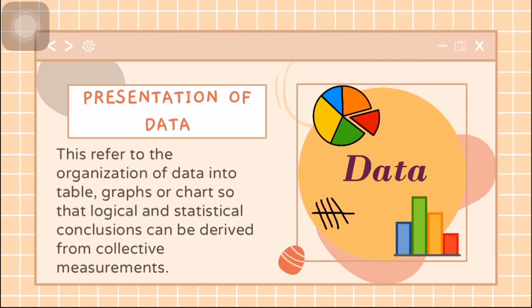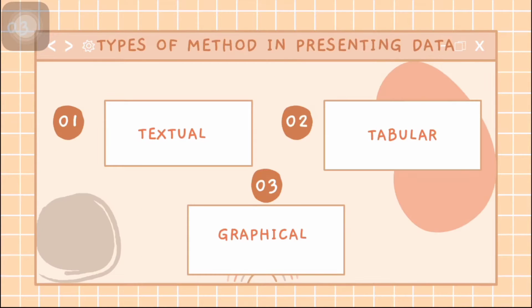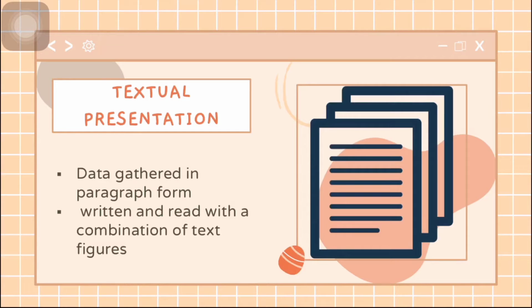So, what is presentation of data? Presentation of data refers to the organization of data into tables, graphs, or charts so that logical and statistical conclusions can be derived from collective measurements. There are three types of methods in presenting data. First is the textual, second is tabular, and third is graphical. So this is the example.